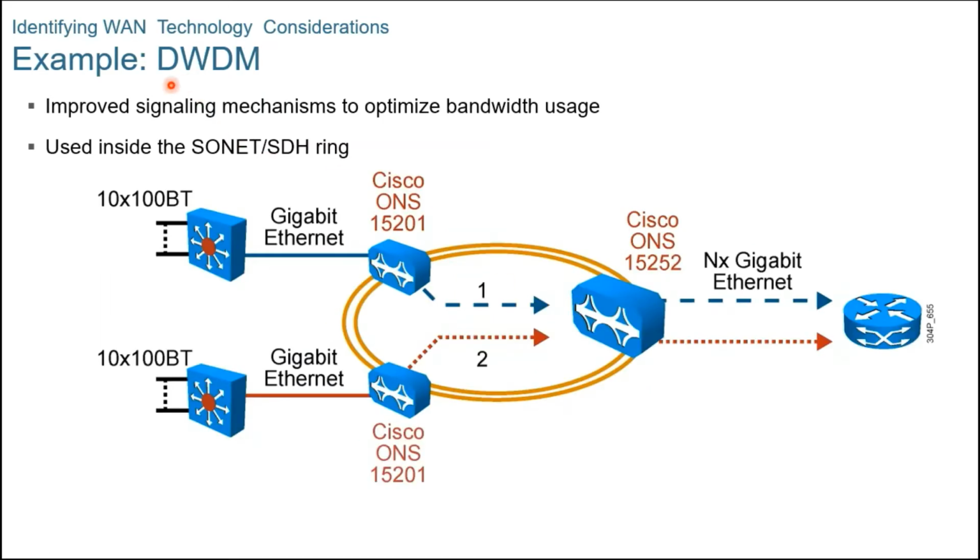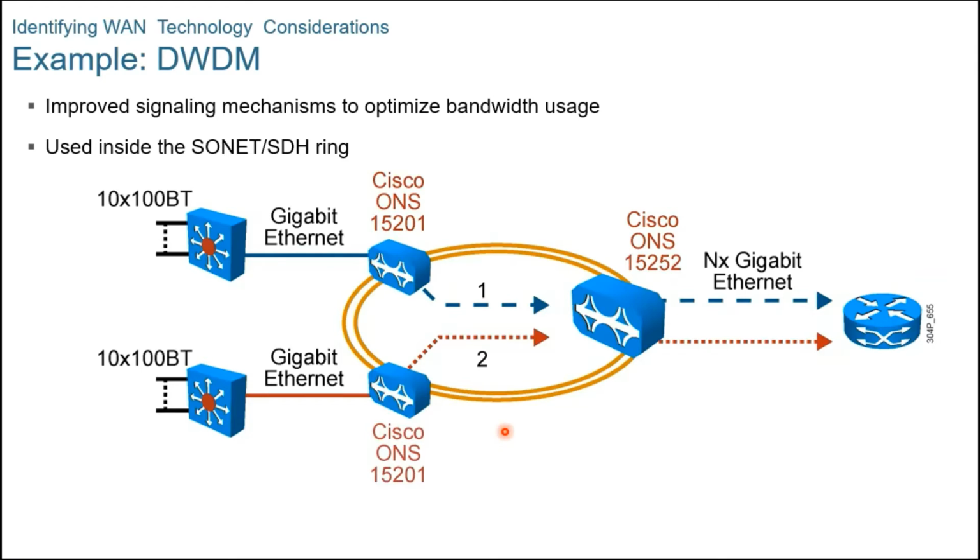Next would be dense wavelength division multiplexing, or DWDM. Dense wavelength division multiplexing is illustrated in this figure, which increases the bandwidth on optical medium. DWDM increases the available bandwidth on a single strand of fiber using multi-channel signaling. DWDM is a crucial component of optical networks. It maximizes the use of installed fiber cable and allows new services to be provisioned efficiently over the existing infrastructure.